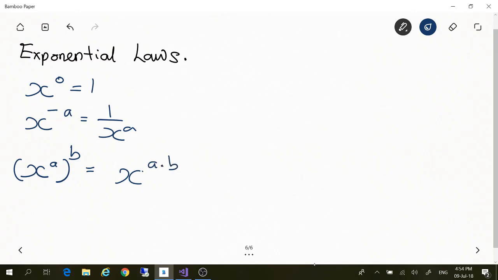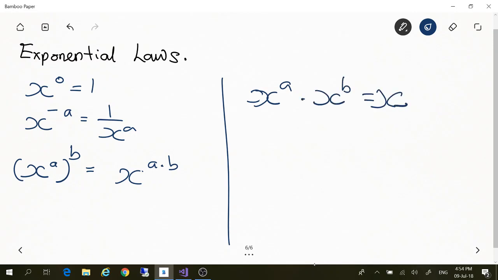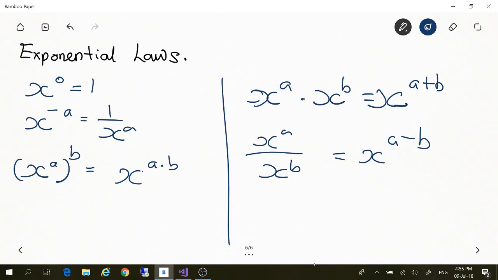Next, x to the power of a times x to the power of b is equal to x to the power of a plus b. Similarly, x to the power a over x to the power b is equal to x to the power a minus b, because whatever is below becomes minus. So these are the indices laws, or the exponential laws, that apply here.